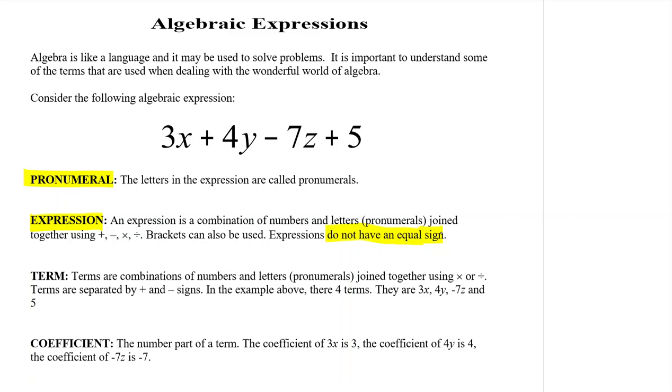So this is an expression because it has a whole bunch of add and subtract signs, and between the 7 and z being a times sign. When they're next to each other, it means times. So that is an expression.